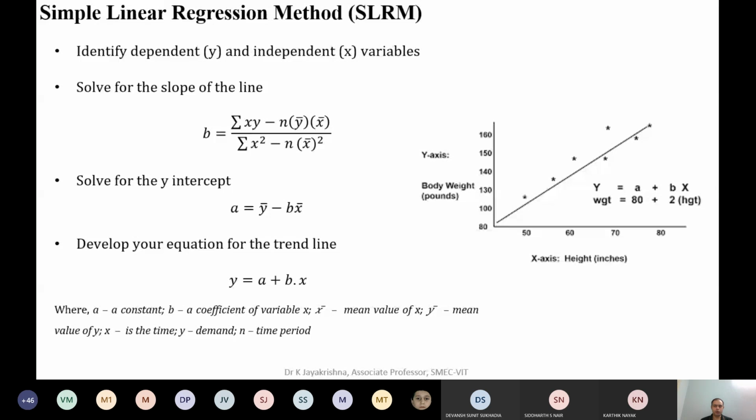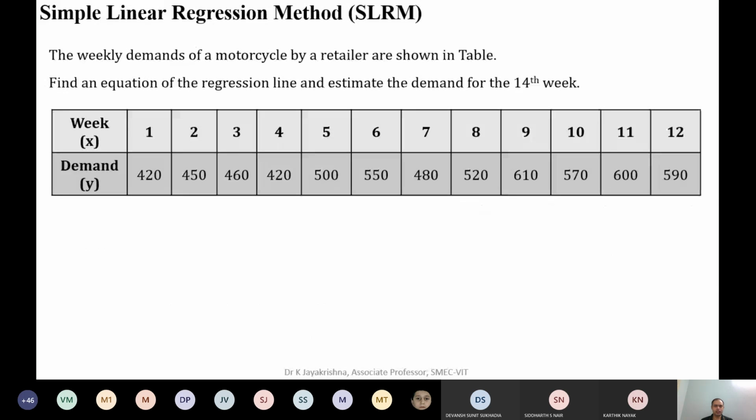So now we know the formula to calculate b, a, y. Now we look into the problem. We are asked to calculate the demand for the 14th week. Just note on this problem, I am asking you to calculate the demand for the 14th week.